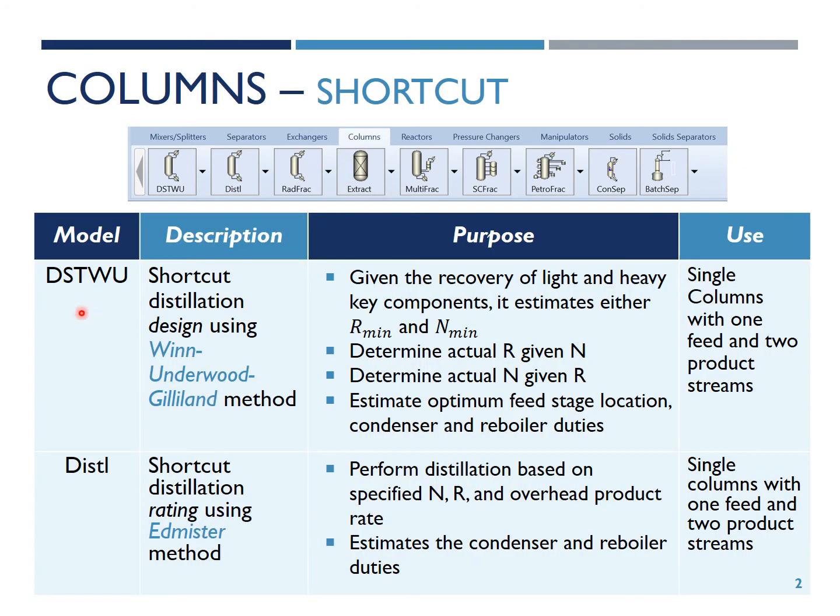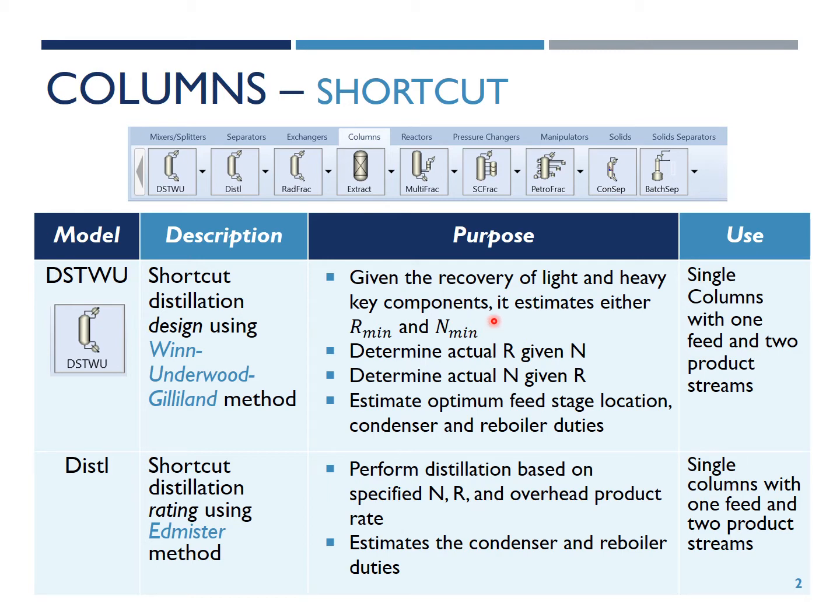The first model is the DSTWU. The DSTWU is a shortcut distillation design model using the Winn-Underwood-Gilliland method for a single feed and two products distillation column with a partial or total condenser. For the specified recovery of the light and heavy key components, the DSTWU estimates either the minimum reflux ratio or the minimum number of theoretical stages.